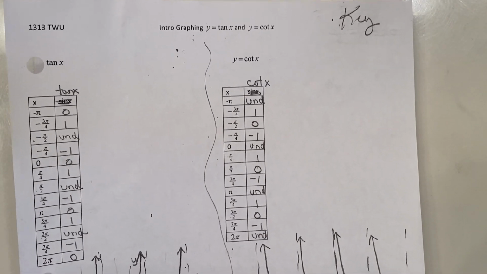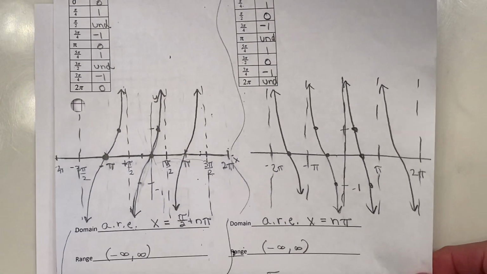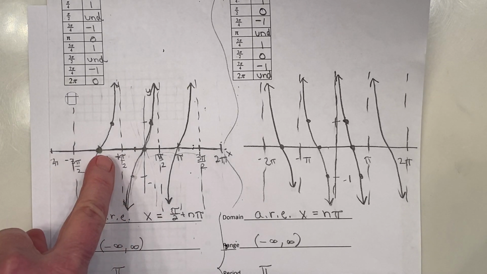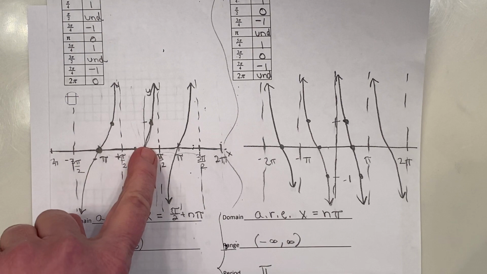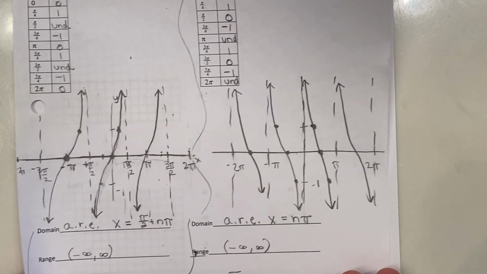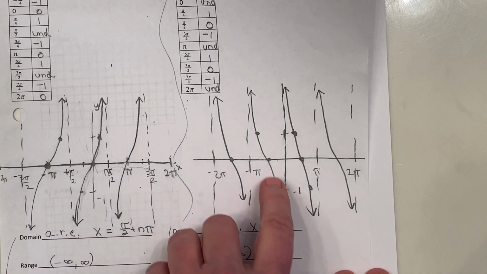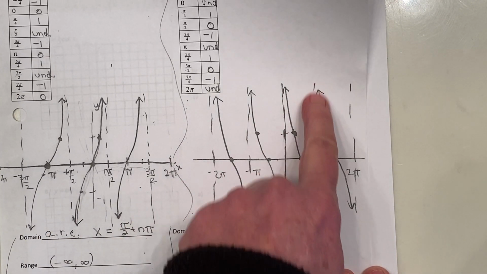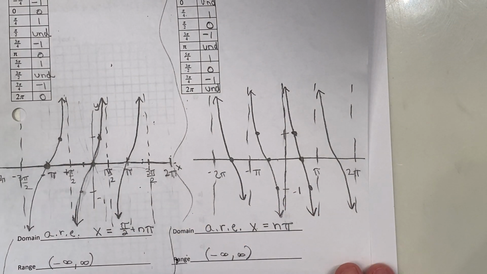So as a reminder, these were our parent functions for tangent and cotangent. When we were graphing tangent functions, remember we set bx minus c equal to negative pi over 2 and positive pi over 2. Well, we're now graphing cotangent functions, so we're going to be setting bx minus c equal to 0 and bx minus c equal to pi. And everything else should be the same.